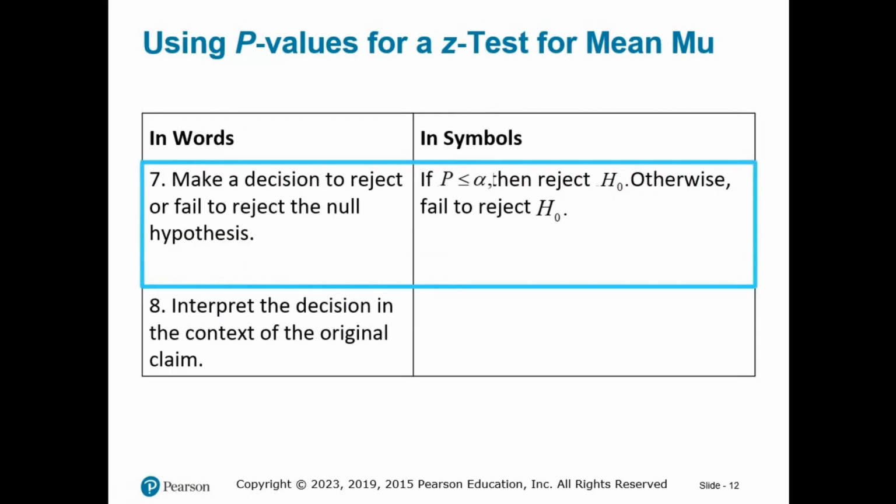After you have the area, you compare it to your alpha value. If it is less than the alpha or significance level, you reject the null hypothesis because you have enough evidence to reject it. If it is not less than alpha, you do not have enough evidence and you fail to reject the null hypothesis. Lastly, interpret the decision in the context of the original claim.